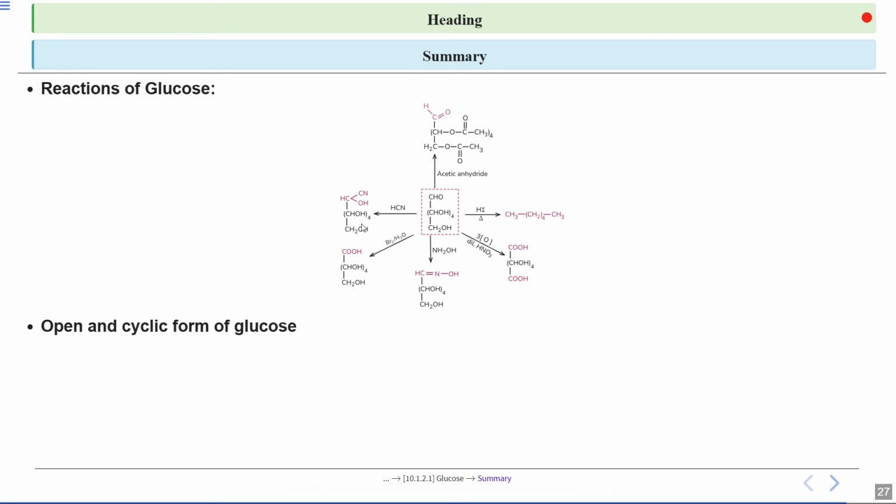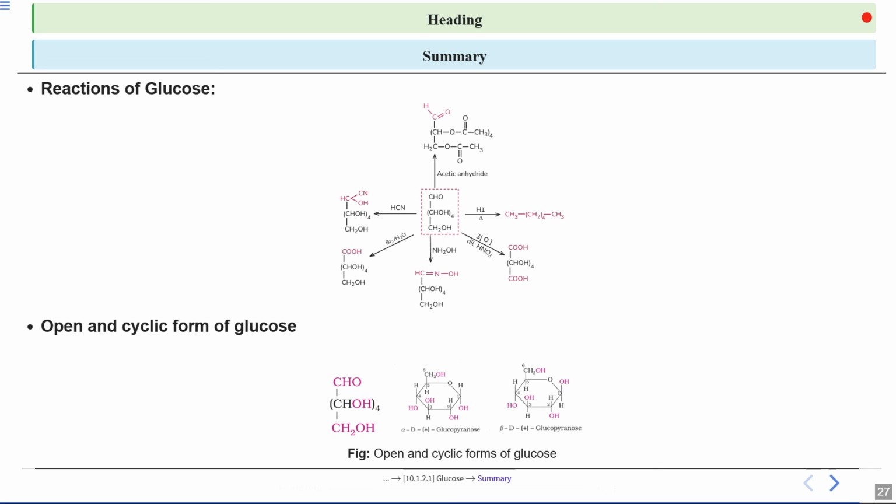Then we talked about the open and cyclic forms of glucose. This is the open chain and this is the cyclic form, which has the alpha and the beta form. In the alpha form, at carbon number 1, OH is pointing downwards, below the plane. In the beta form, at carbon 1, OH is above the plane, that is, pointing upwards. So these are the open and cyclic forms of glucose. And this is alpha D-glucopyranose and this is beta D-glucopyranose.